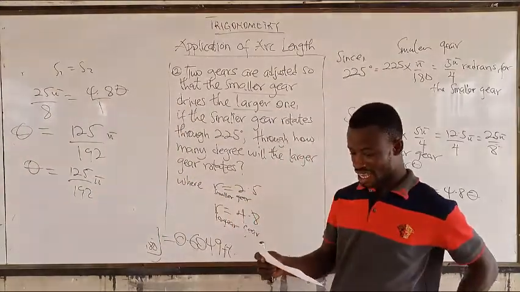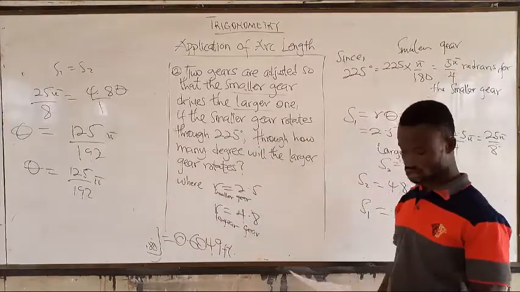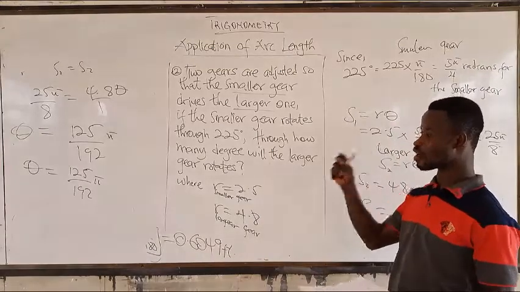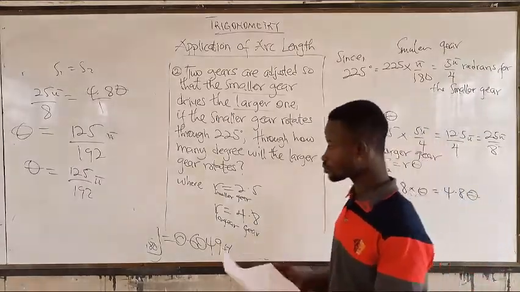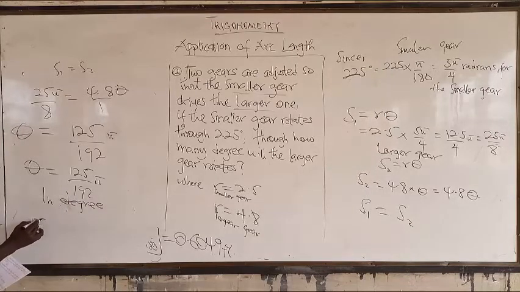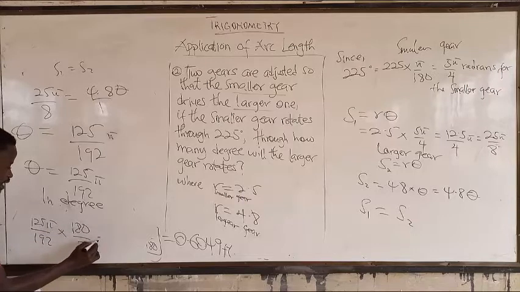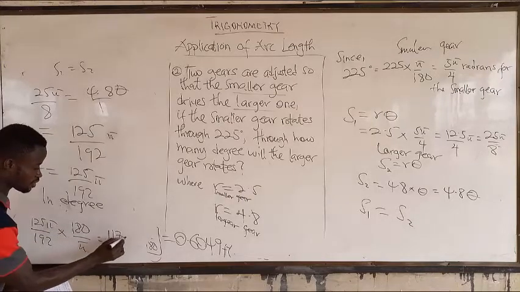Alright, so converting theta back to degrees, because here for the smaller gear it was given to us in degrees. So let's go and convert that one to degrees. To do that, in degrees, we just multiply 125 pi over 192 times 180 over pi, and that is going to give us 117 degrees.